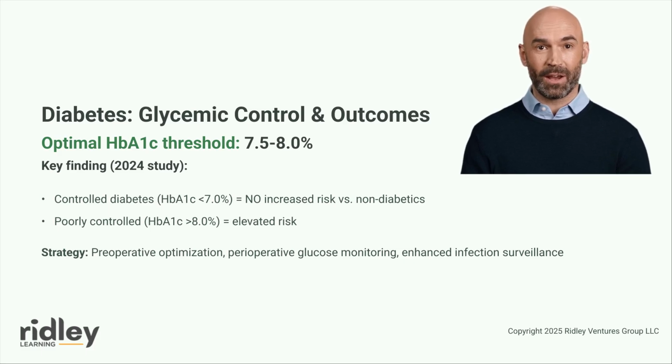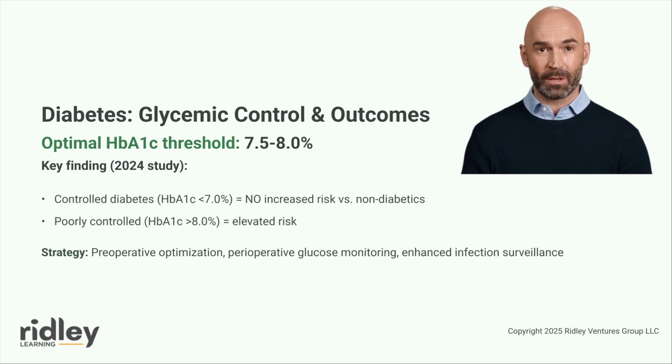However, a 2025 comprehensive review noted that when extrapolating from lower extremity arthroplasty literature, the optimal hemoglobin A1C threshold is most likely in the range of 7.5 to 8.0%, and that perioperative glycemic optimization remains a reasonable goal to minimize infection risk. More nuanced evidence suggests that controlled diabetes with hemoglobin A1C less than 7.0% is not associated with increased complication rates compared to non-diabetic patients, while poorly controlled diabetes with hemoglobin A1C greater than 8.0% confers elevated risk.